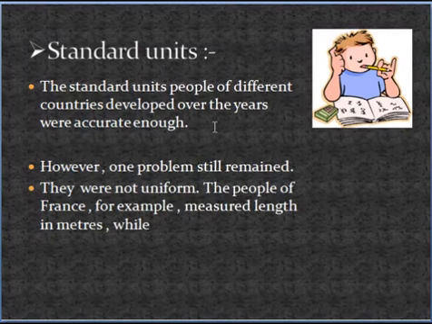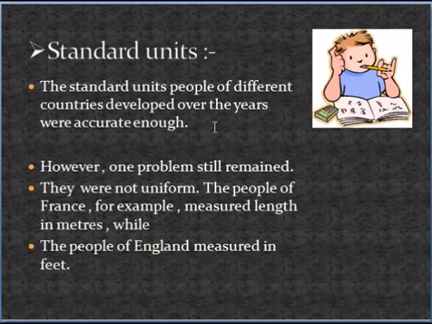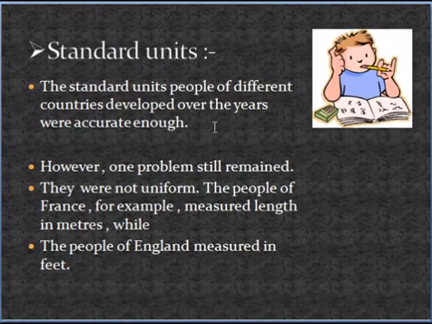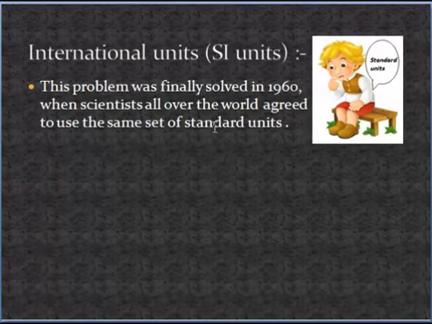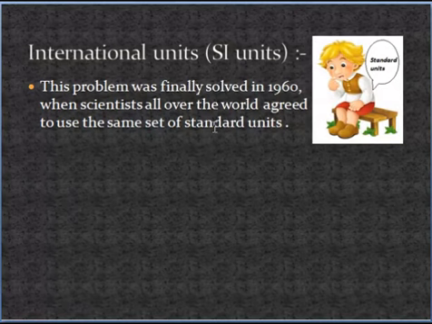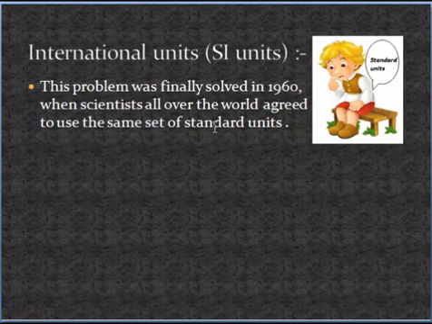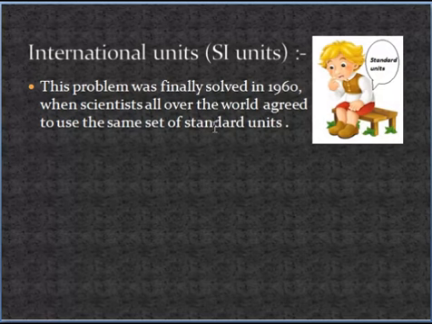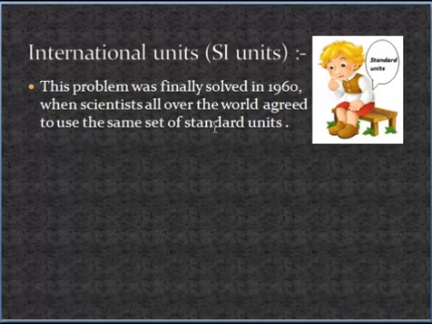They were not uniform. It means the people of France, for example, measured length in meters, while the people of England measured it in feet. So over time, international units were developed. Standard units were limited to a country or region, but after some time international units developed. International units means the units which are the same everywhere, in all countries.